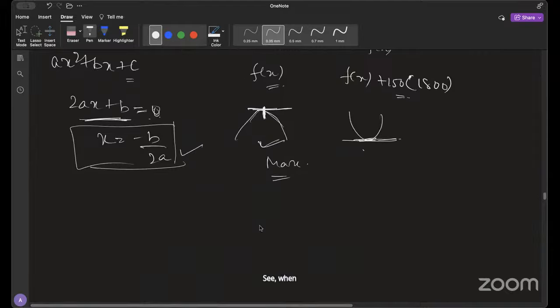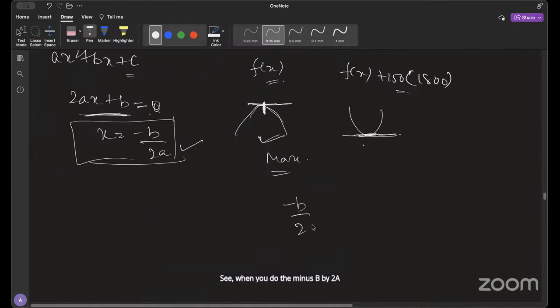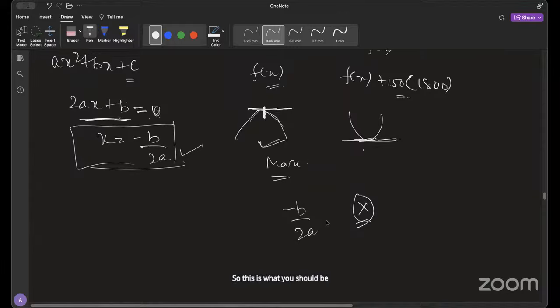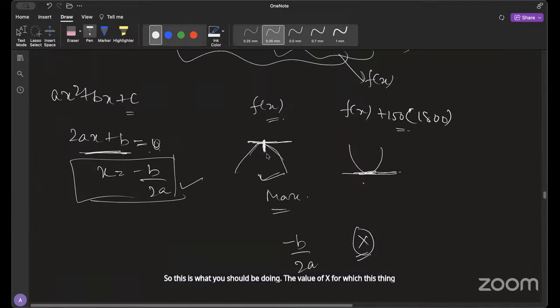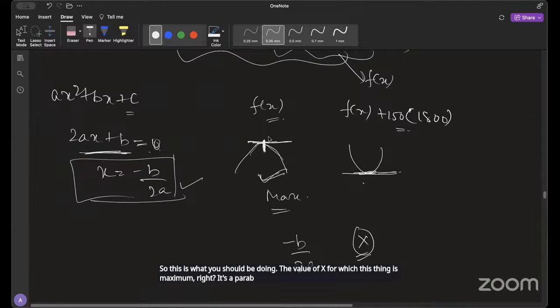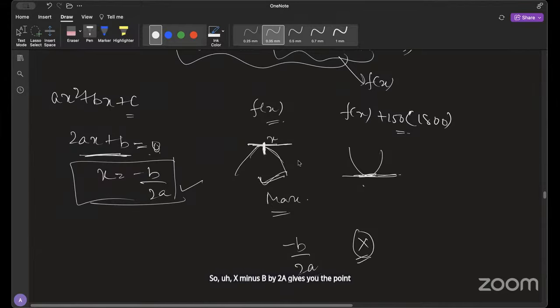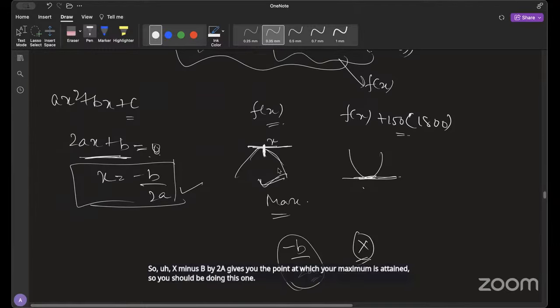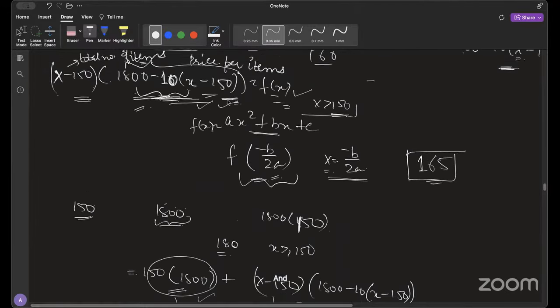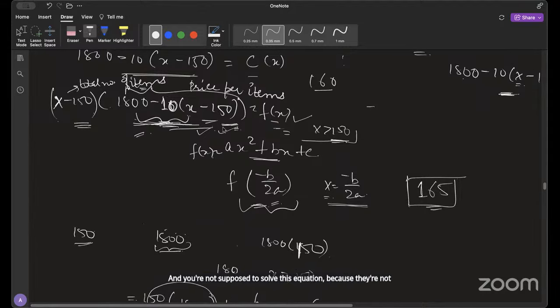See, when you do the minus b by 2a thing, what you get is the value of x. So this is what you should be doing. The value of x for which this thing is maximum, right? It's a parabola like this. So x equals minus b by 2a gives you the point at which your maximum is attained. So you should be doing this one. And you are not supposed to solve this equation because they are not asking the roots of this equation.